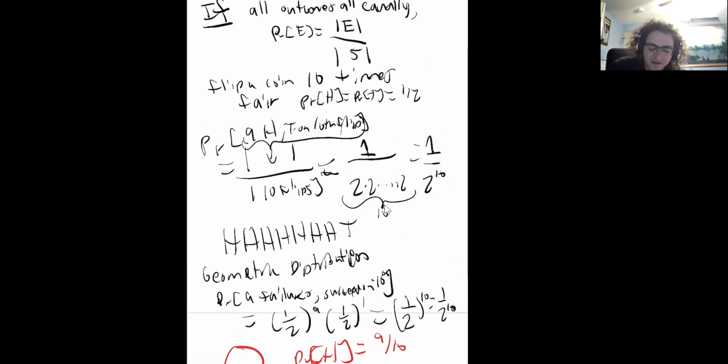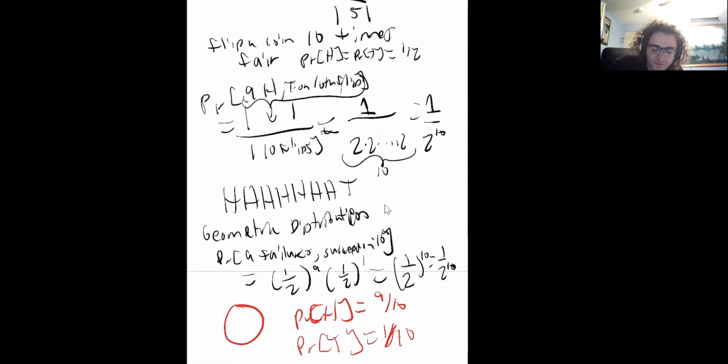But if I do the same approach, the cardinality of the event over the cardinality of the sample space, I still only have one outcome where I have 9 heads and then 1 tail, because I still have to get 9 heads in a row and then 1 tail as the last thing. So I haven't changed the number of outcomes. It's still 1 possibility, and I have 2 to the 10th possibilities as my total sample space. But the problem is that my probability has changed. So it's not the case that all events are equally likely.